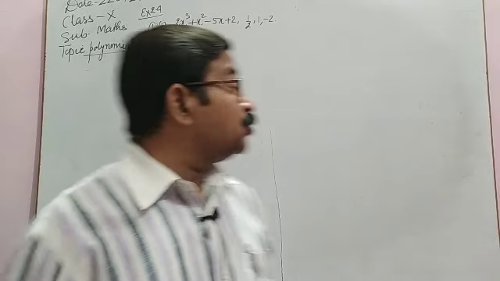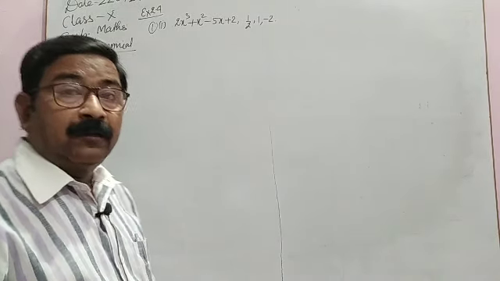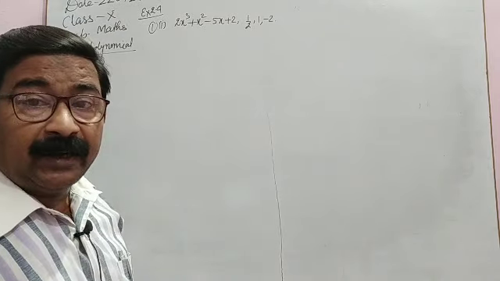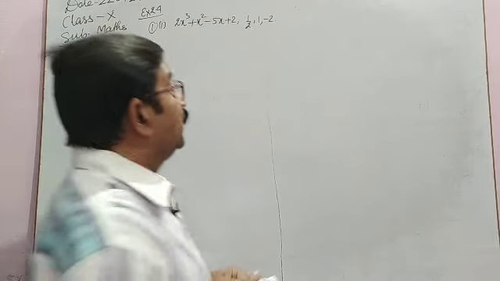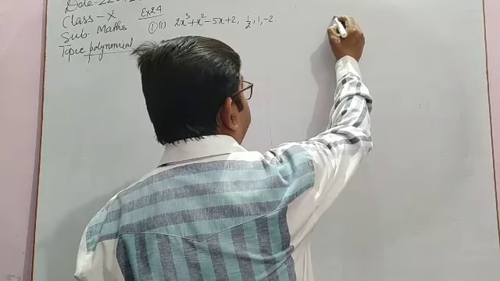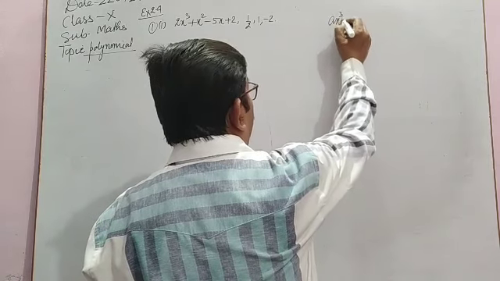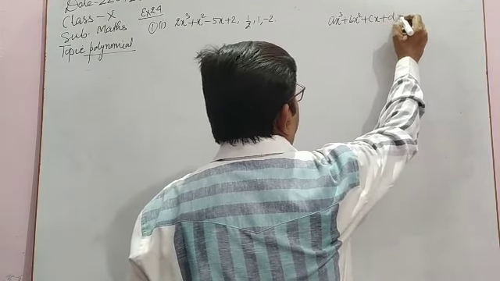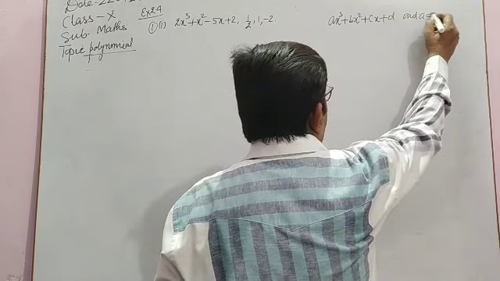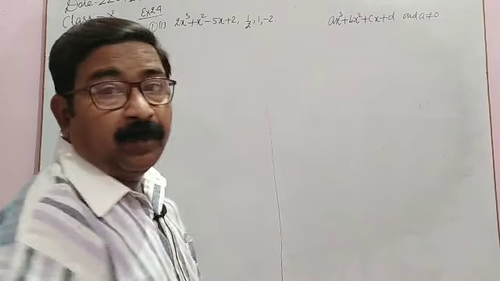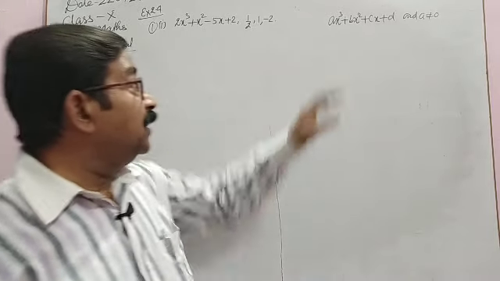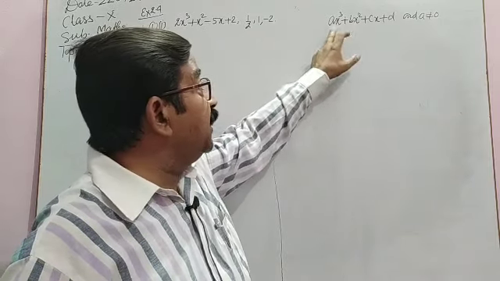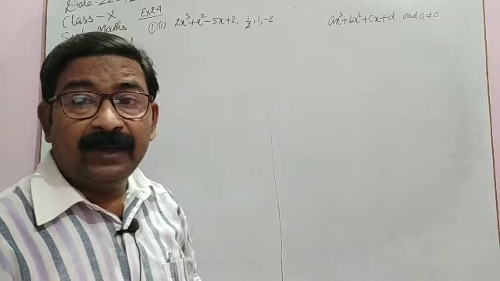Now in exercise 2.4, the question is regarding cubic polynomials. First of all, I would like to introduce the cubic polynomial. Let's see. Let ax cube plus bx square plus cx plus d, and a is not equal to 0, be a cubic polynomial. It means how many zeros it will have? It will have 3 zeros.